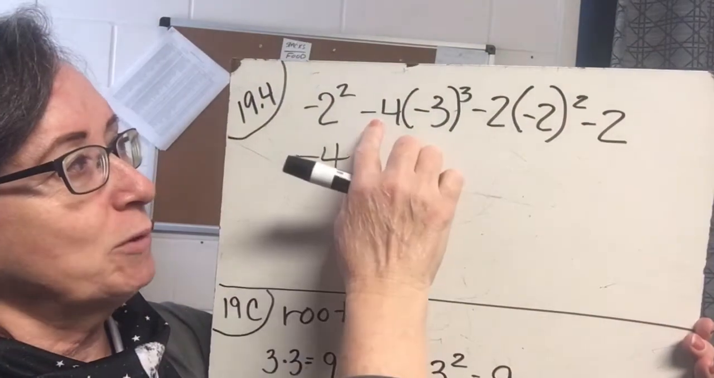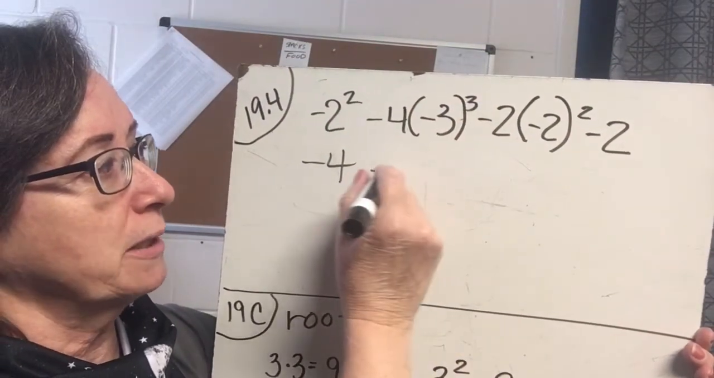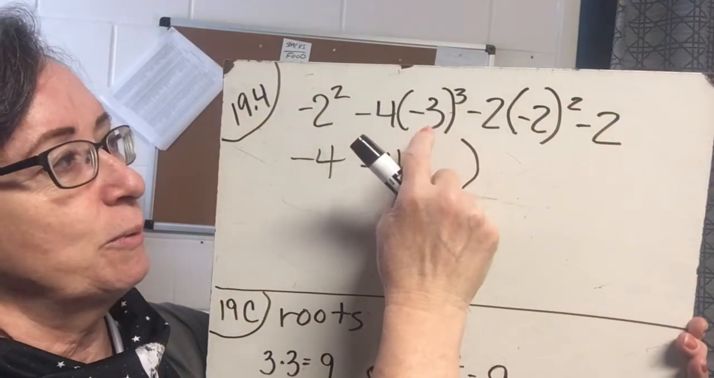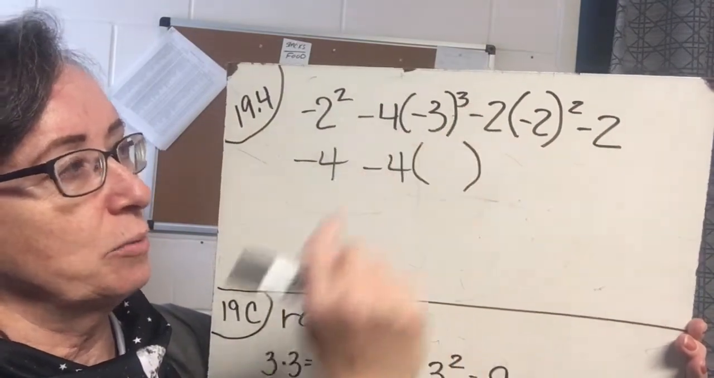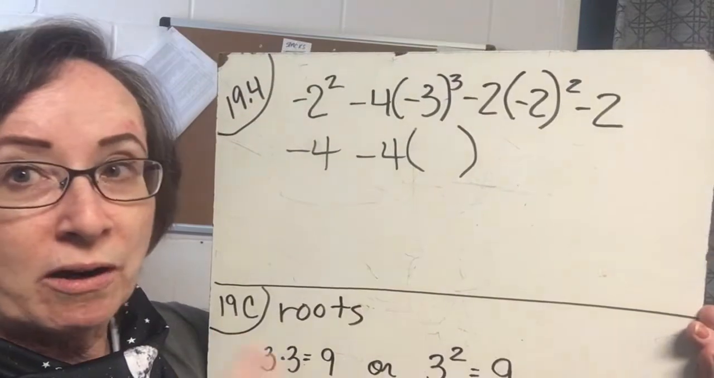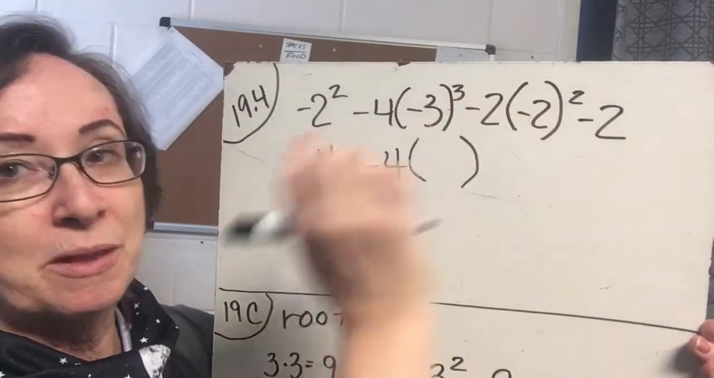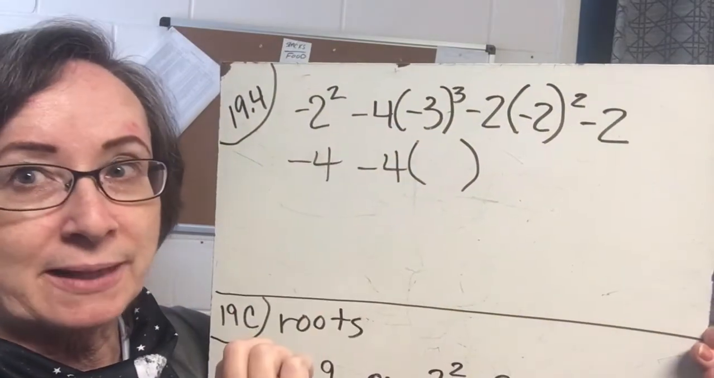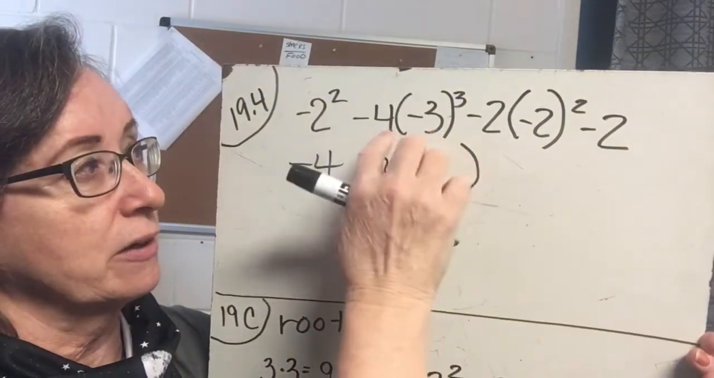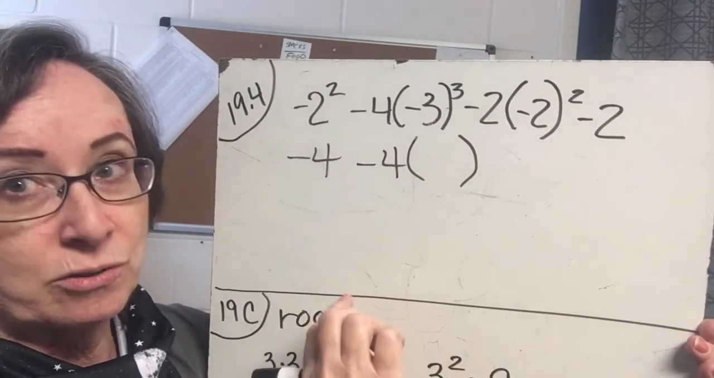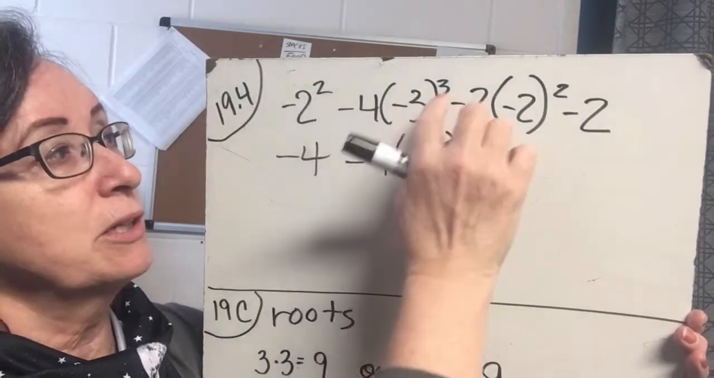Okay, so I'm going to pull this apart. So we're going to go ahead and write down our negative 4, and we're going to evaluate negative 3 cubed. Now, this is where our order of operations is coming in. We always raise it to the power before we worry about this multiplication here. So we're going to do this first, and that's called order of operations. So we're always going to do the power first.